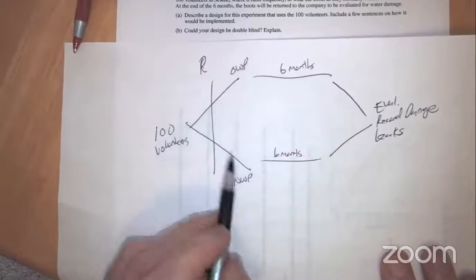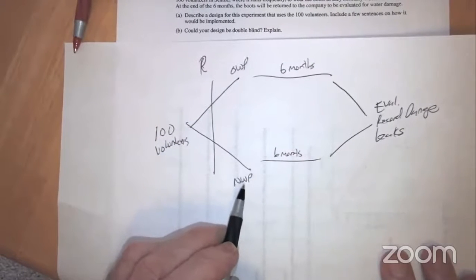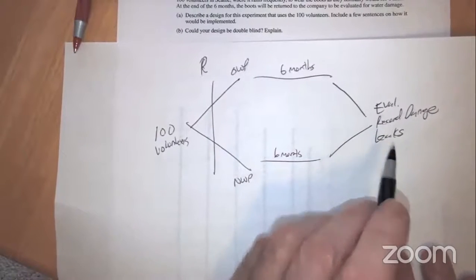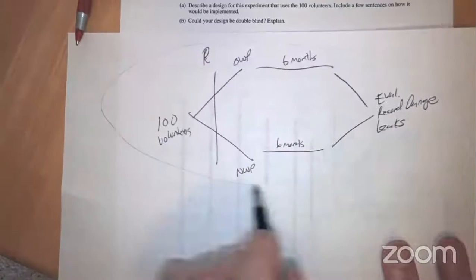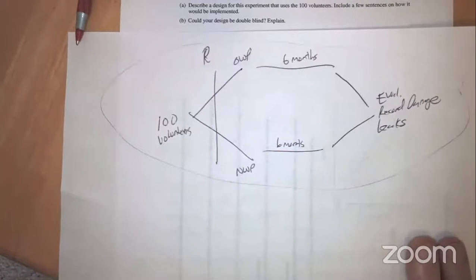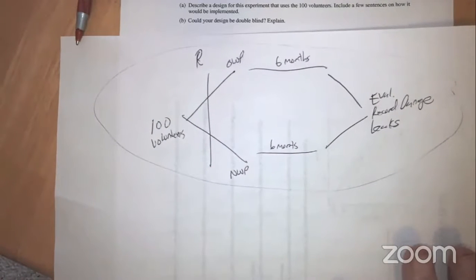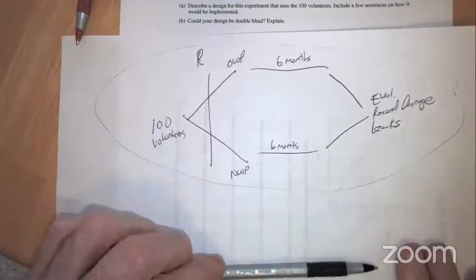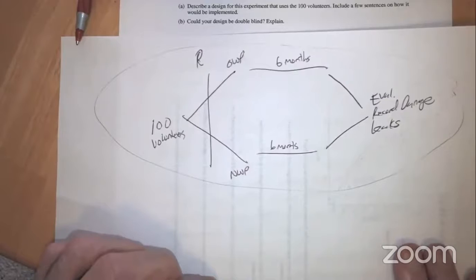So 50 people got the old waterproofing, 50 people got the boots with the new waterproofing. They wore them for 6 months. They came back and evaluated. So again, I wanted to do this picture here. Unfortunately, that's not worth any credit on the AP exam by itself. Down here, we want a couple of sentences explaining what you did.